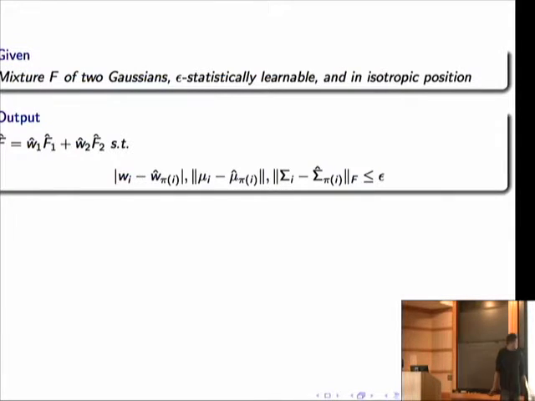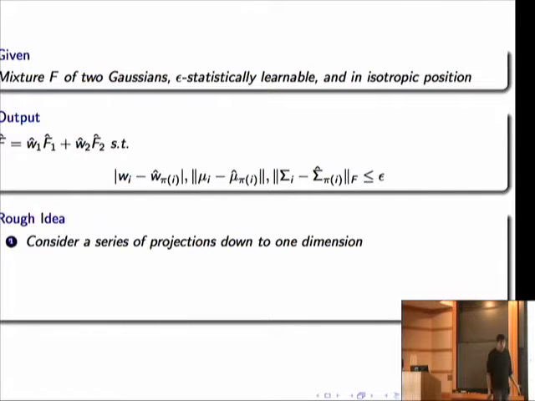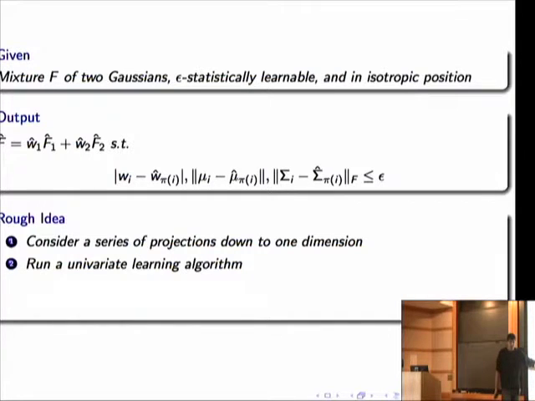OK? And so now I can at least tell you a sketch of the proof, and then we'll go into details on this. The idea is to actually reduce the problem down to one dimension. So we'll consider a series of projections down to one dimension. So when we project a mixture of two Gaussians onto a direction, we get a univariate mixture of two Gaussians. And we're going to be able to run a univariate learning algorithm on each of those one-dimensional projections.